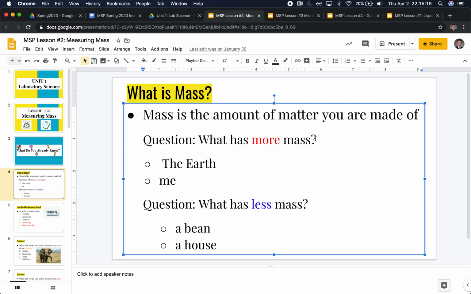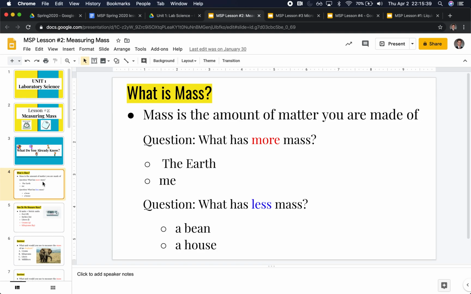These are meant to be extreme examples, the Earth on one extreme end and me on the other extreme end, just to illustrate the point that mass has to do with what things are made of, or the amount of stuff that things are made of. Obviously the Earth is made of a lot more stuff than I am. And I think getting that point across early on can help them really understand this lesson.